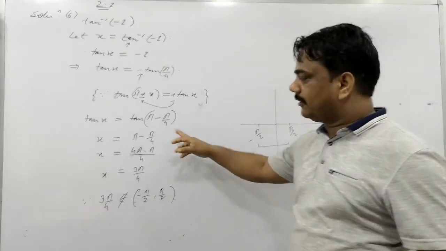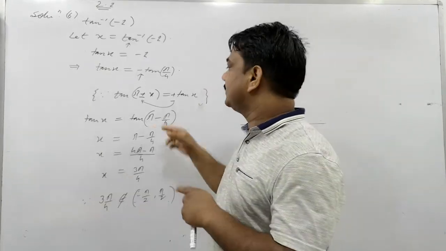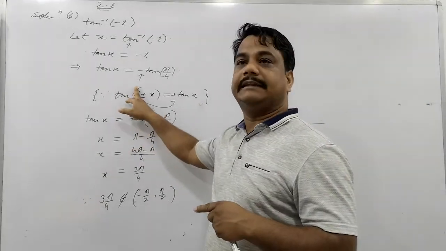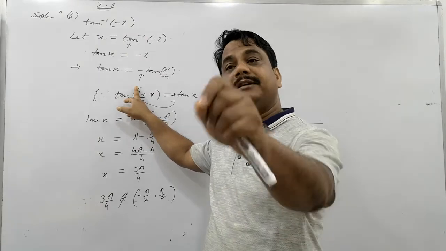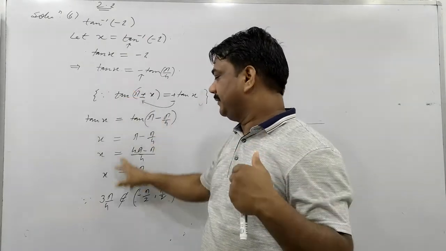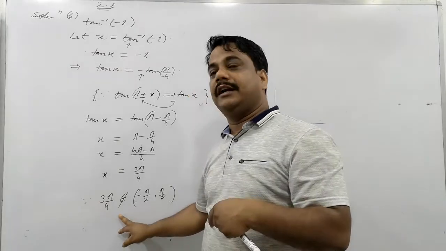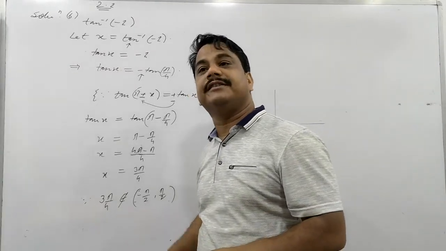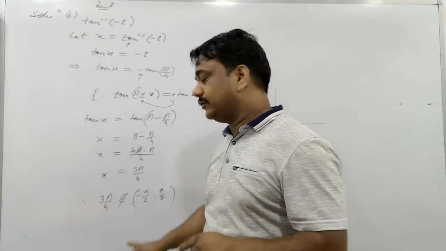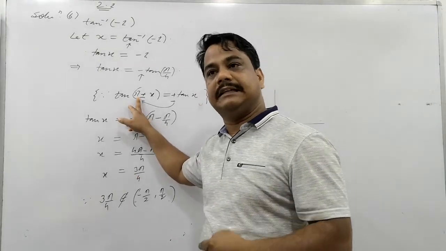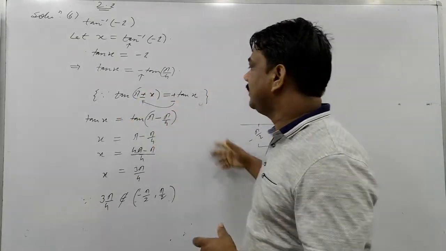So you do not have to solve up to this. You have to think first when you are reaching this step. Then you have to think immediately at that time. After solving this, the principal value will come in this range, which will not be included in the given range of the tan inverse function. Clear? So we have to stop the solution here only. We have to start another solution.